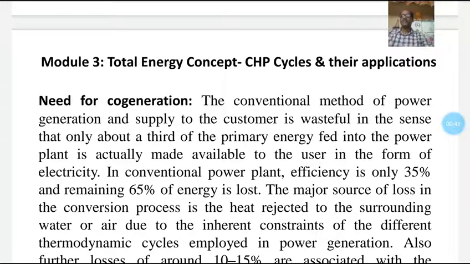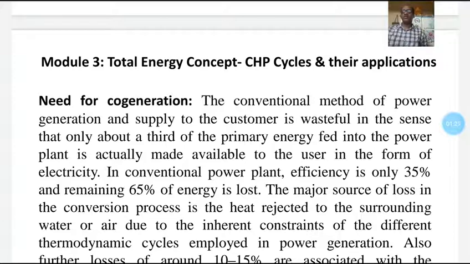Now we know that thermal power plants are the major source of generating electrical power in India. As we have discussed, nearly 55 to 60% of energy comes from burning of coal. If we consider electrical power generation, nearly 65 to 70% of electrical energy comes from thermal power plants, mainly coal.